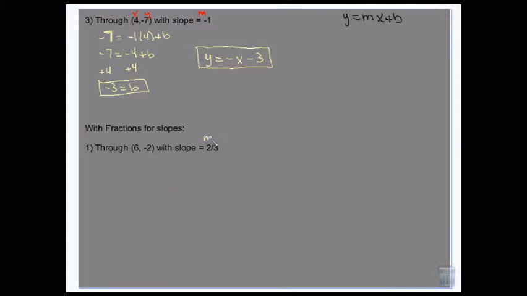If you have a fraction, well, we've already kind of done that, but we'll just do it again. So y is -2, m is 2/3, x is 6 plus b. In this case, we've gotten lucky. 3 will go into 6.